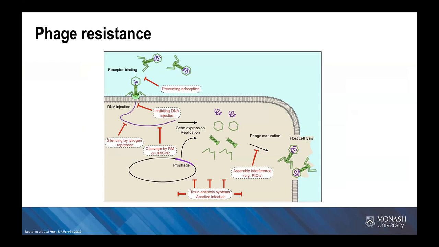As for this webinar, I'm going to focus on phage resistance and discuss some lab-based investigations to mitigate this. When we talk about phage resistance, there are many ways in which bacteria can avoid killing by phages. They can either change or lose the receptor binding sites and prevent the phage adsorption. They can also inhibit the injection of phage DNA. And even if the DNA managed to enter the cell, the DNA can be silenced or even cleaved. And there are other mechanisms such as those affecting phage maturation and toxin-antitoxin systems.